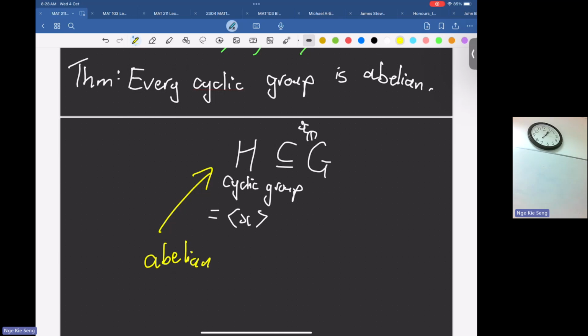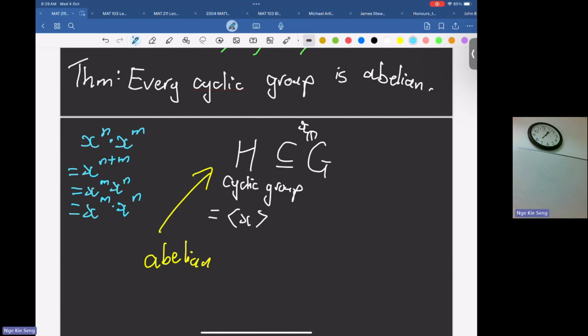You can quickly see why it is abelian. What does an element in a cyclic group look like? Some power, for example n. Maybe two of them, n and m. Do they commute or not? They commute because the integers commute. It doesn't matter whether you do n times first and then m times, or m times first and then n times. They are the same in the end.